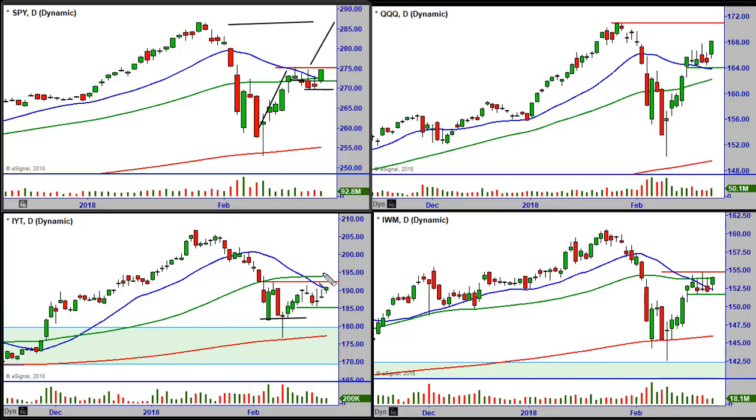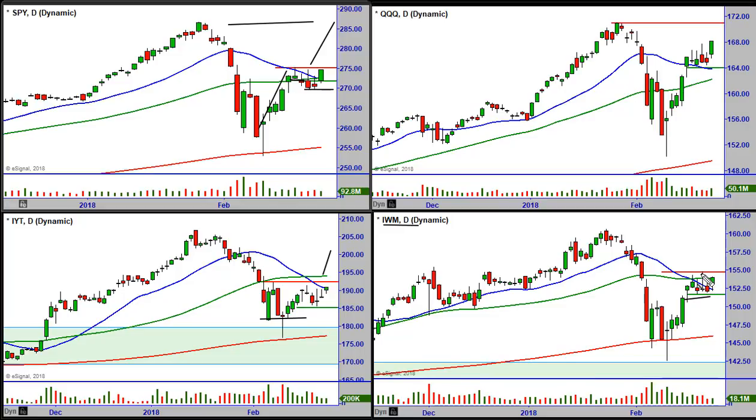Now, as you can see here, the transports have underperformed, and we're going to see if they can actually follow through and get through here. When markets are pushing higher, we want to see the transports participate as well. Here's the Russell 2000, the small caps. It's a similar pattern where it's gone sideways, and this is what we call creating support.